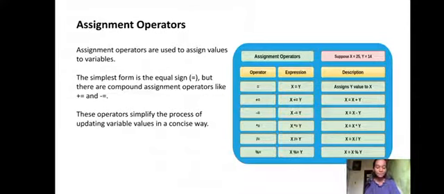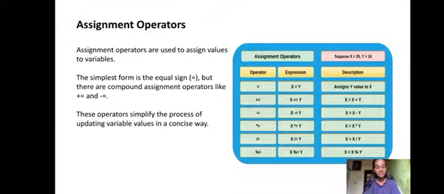The assignment operators and their expressions. If the operator is equals to, then the expression will be x = y. If the operator is plus equals, then the expression will be x += y. If the operator is minus equals, then the expression will be x -= y. If it is multiply equals, then the expression will be x *= y. If it is divide equals, then x /= y. And for percentage, x %= y.